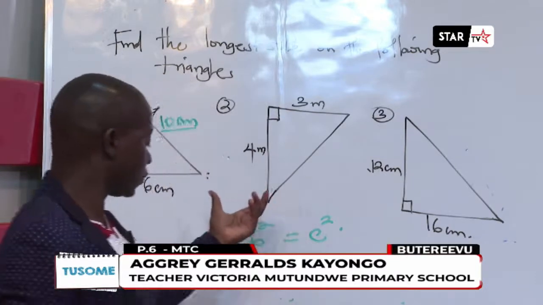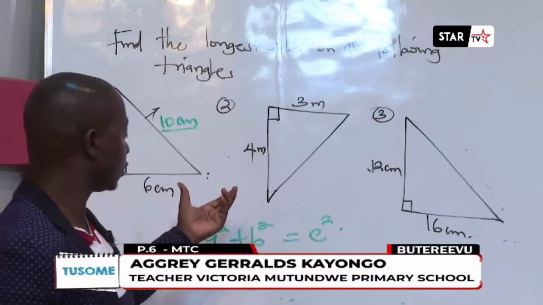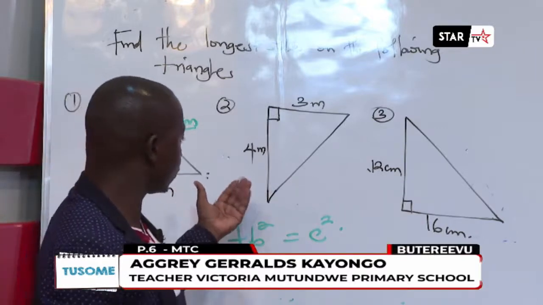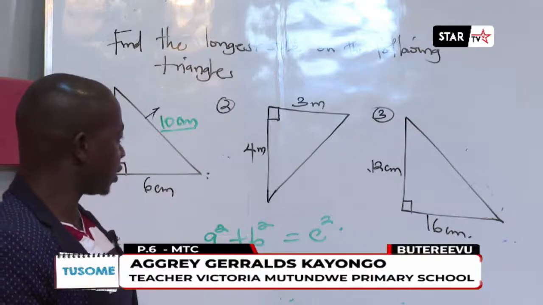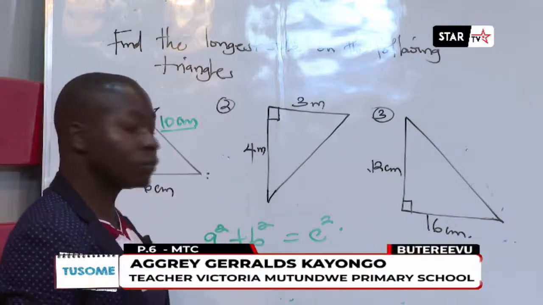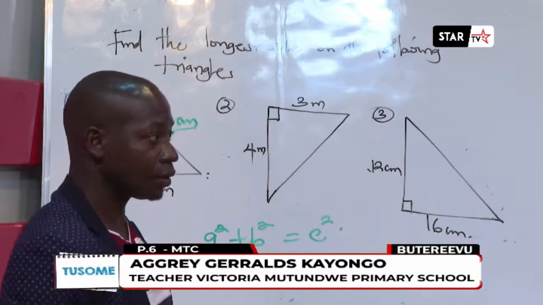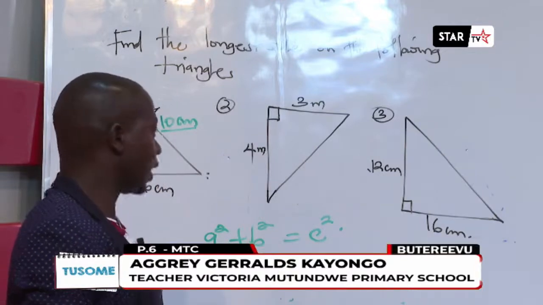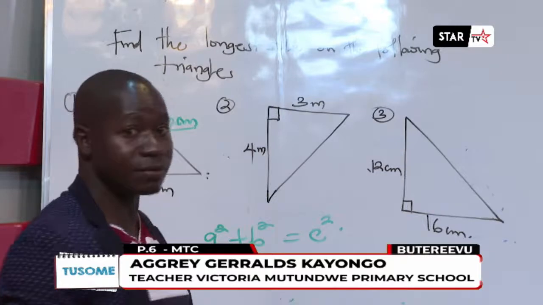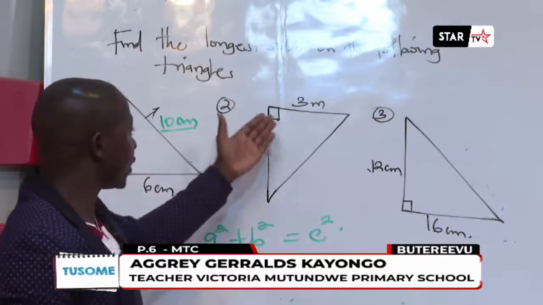Marina, 9 plus 16. I don't get you clearly. Yes, Marina? The answer is 5 meters. You must have got the answer from 16 and 9.